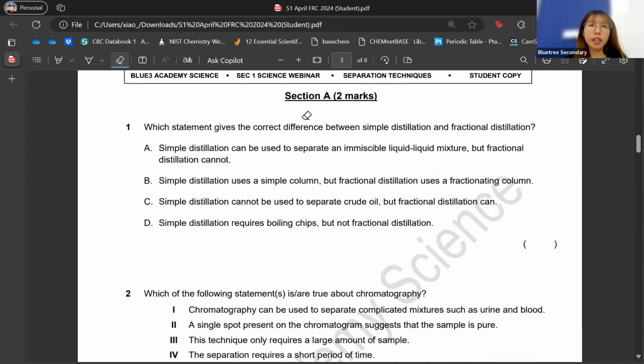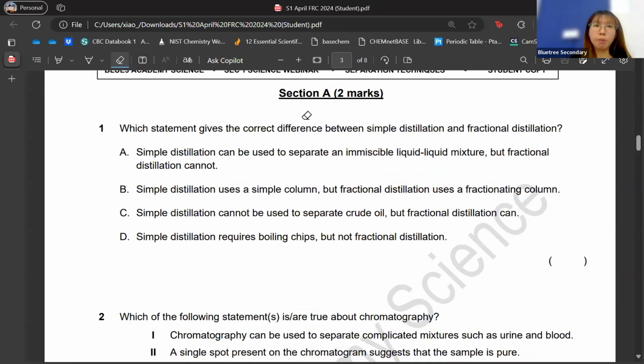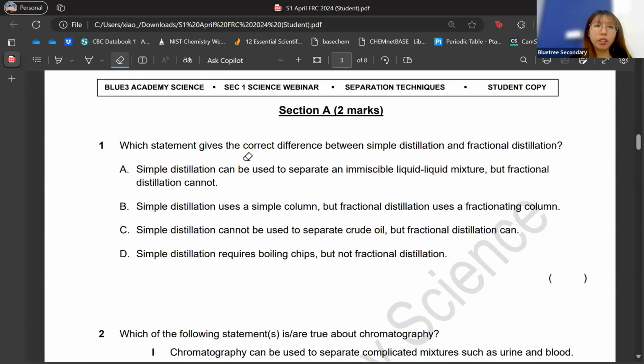Okay, so let me begin with our separation technique webinar. Okay, so what is a correct statement? That gives the correct difference between simple distillation and fractional distillation. Okay, so option A, simple distillation can be used to separate immiscible liquids, but fractional distillation cannot.